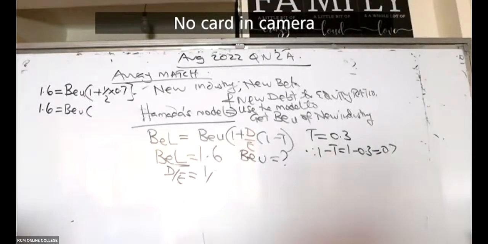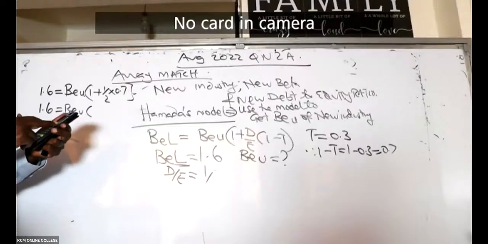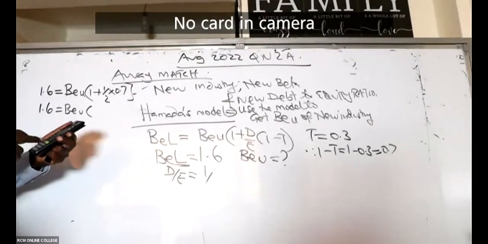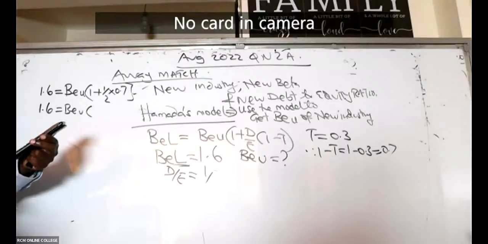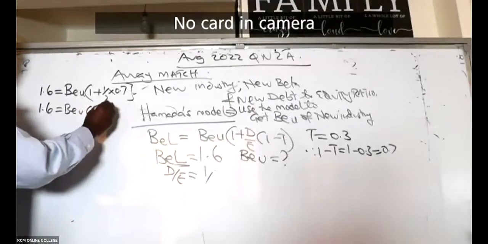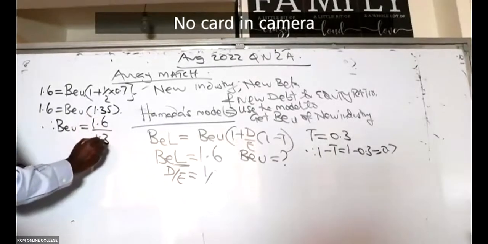I always like using my calculator. So then we have here 1 plus 1 divided by 2 times 0.7, which at the end of the day will give me what figure? 1.35. Thank you very much. So the beta unlevered will be equal to 1.6 divided by 1.35.